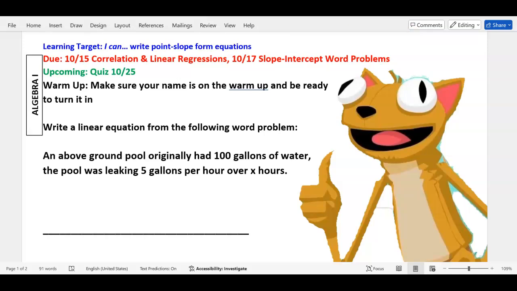All right, so today we're going to write point slope form equations from a point and a slope, or also a graph, right?